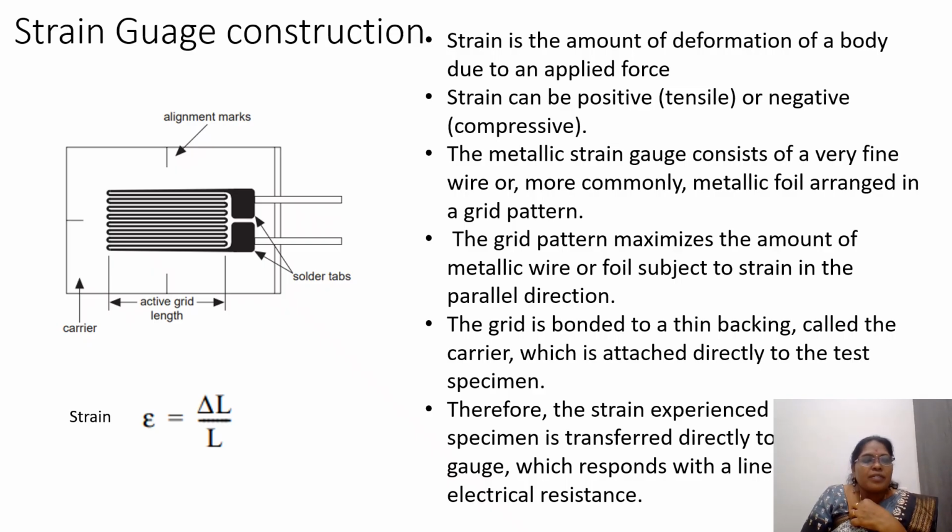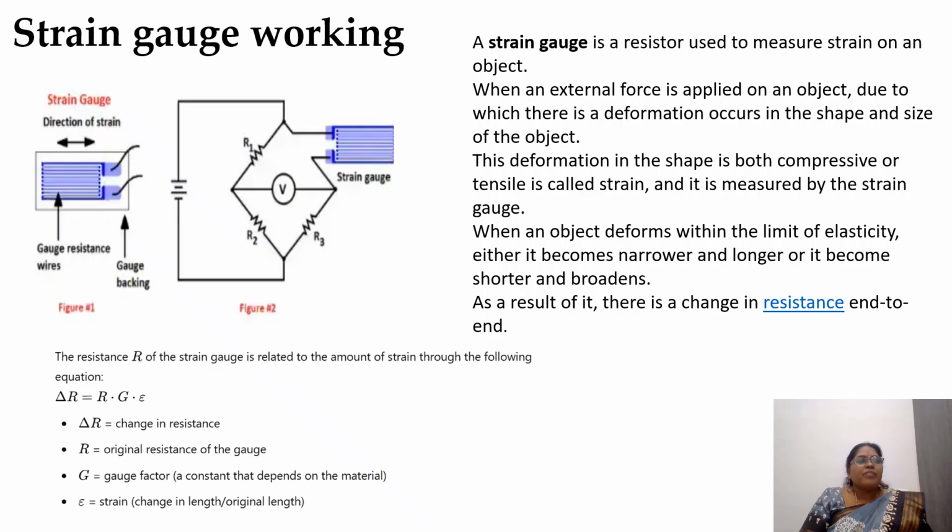That you have to find. That is the epsilon. So this will be used for the next case, that is strain gauge working. So that strain gauge is placed in the, this is nothing but your Wheatstone bridge. Okay, so now here I'm adding some weight. Due to that weight, what will happen? This strain gets compressed.